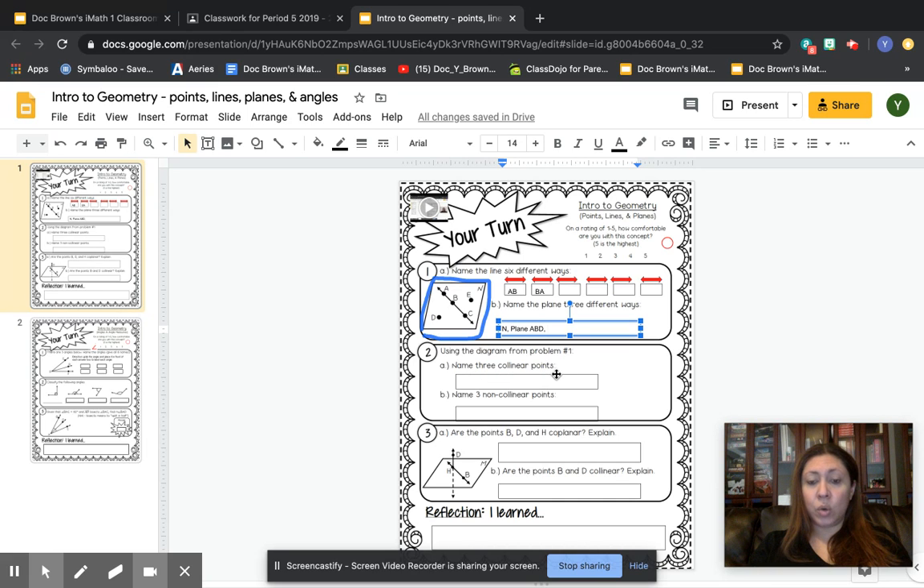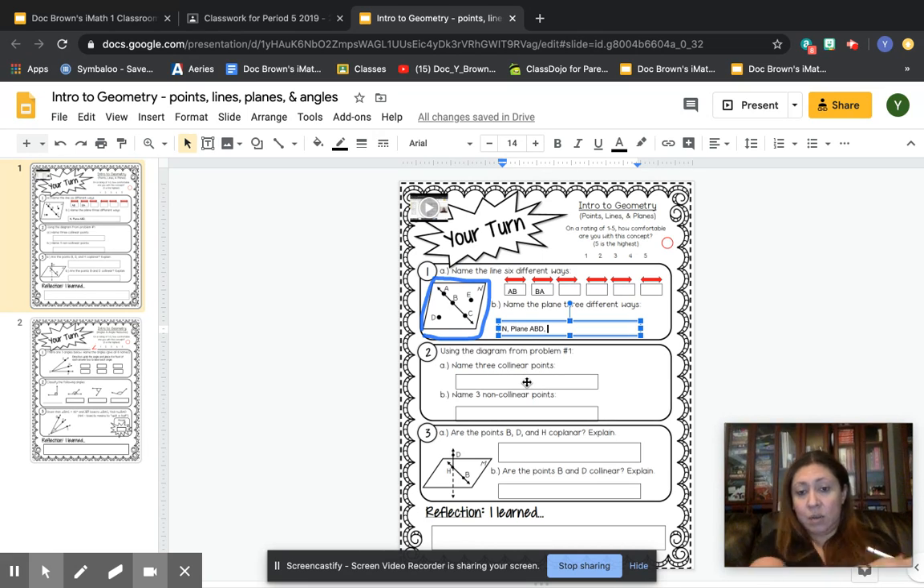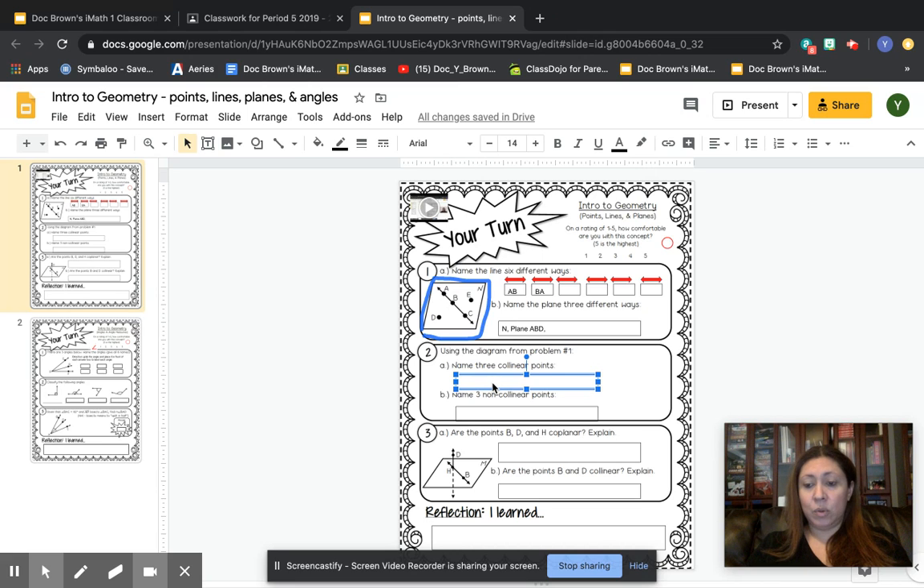Name 3 collinear points. Now, that's where your notes come from. Collinear means that they're in a straight line. All right. So that one's easy. Look at the line that you have. That one already has 3 points. So label those 3 points. A, B, C. No big deal.